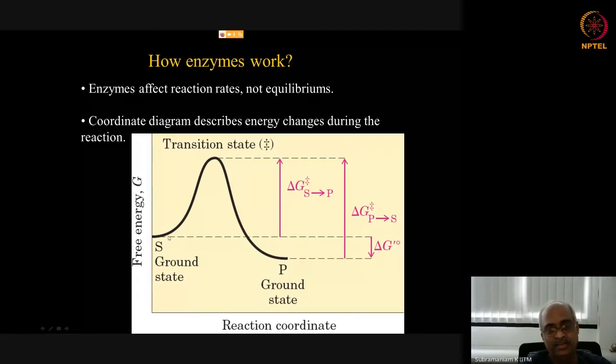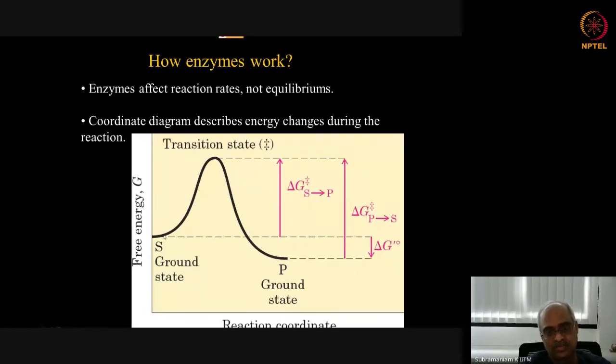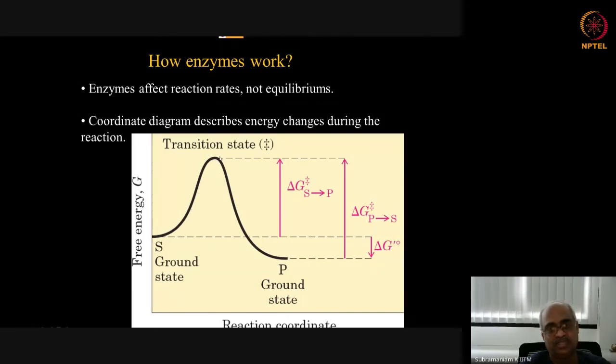But then it's not going to spontaneously go from S to P. Instead, for that change to happen, it has to cross this transition state, which is at a much higher energy level, and it has to cross this barrier. We often call this the activation energy barrier. The energy required to reach here, that's the activation energy barrier. And once it is taken there, it can come down to the ground state.